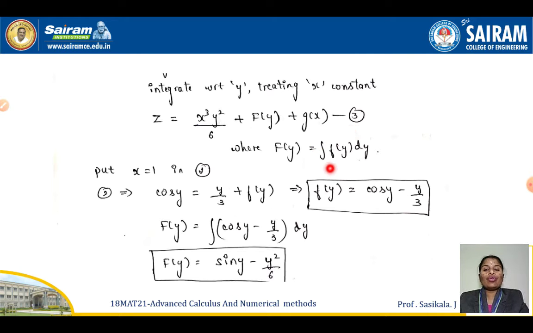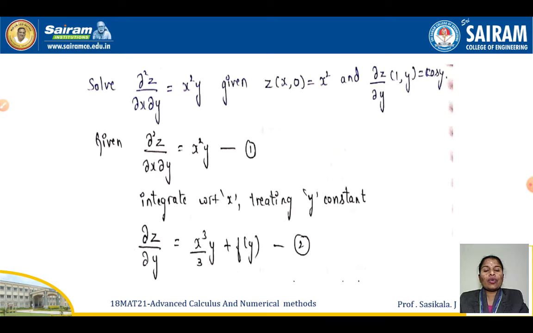Now what do I have to do? I should use the given conditions and replace them. As per the conditions, y is equal to 0 at this point (x, y), and z is equal to x². Here x is equal to 1, and ∂z/∂y is cos y.